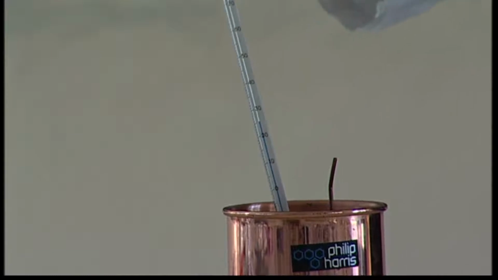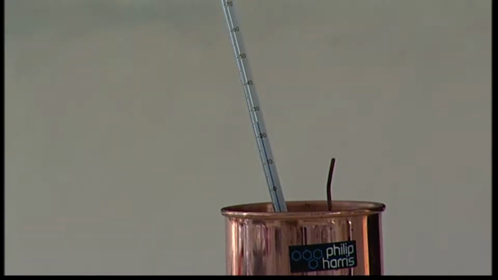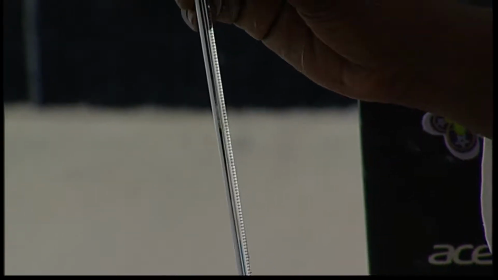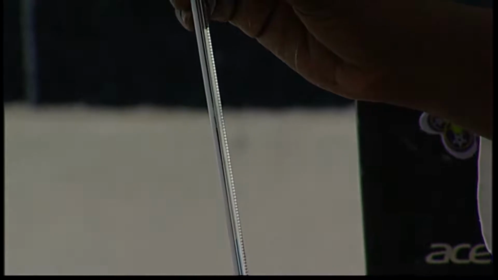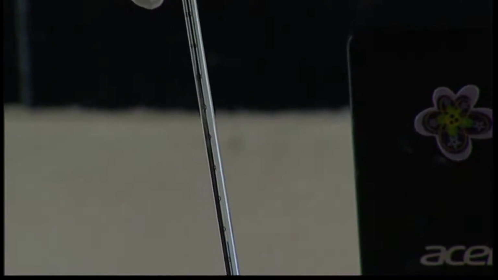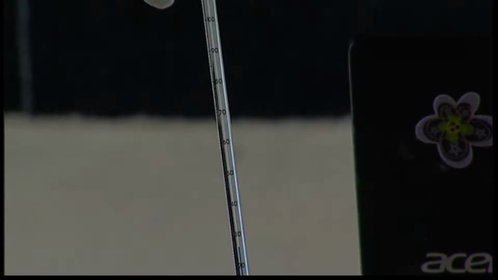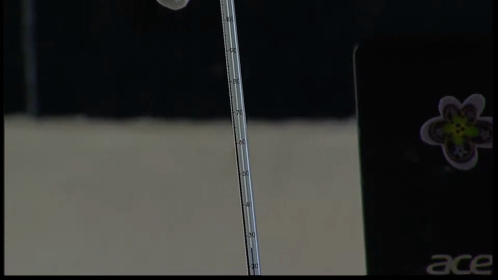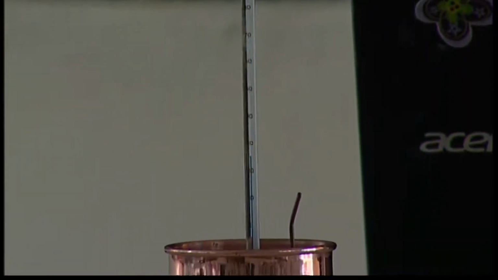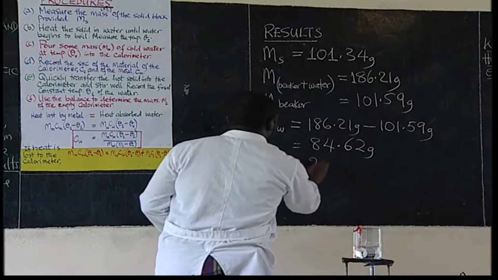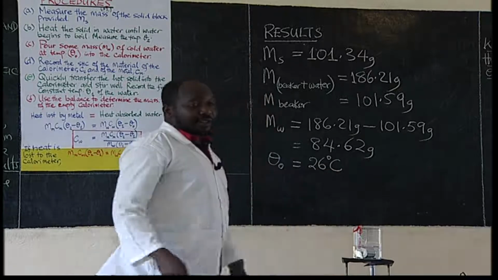Right. Let me also take my reading. To avoid parallax, I need to look at it at an angle of 90 degrees. So let me take mine. I will give you a chance to take yours also. This is giving me 26 degrees Celsius. Can you also check for yourself? All right. So let us record that. We shall come here and say theta naught is equal to 26 degrees Celsius. So we are done with that.